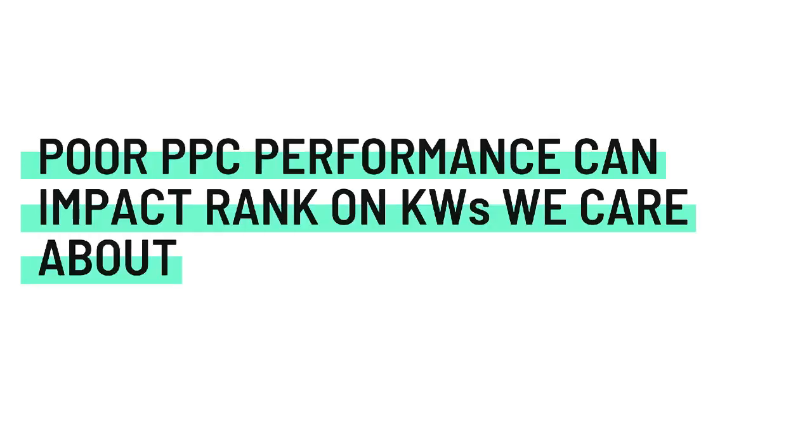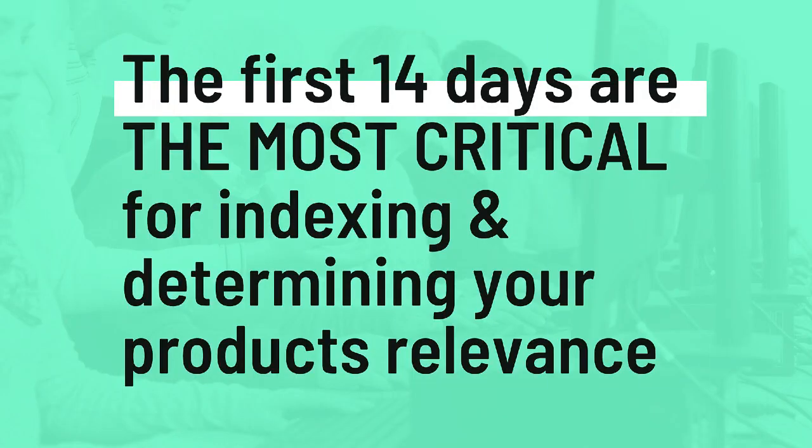And then finally, just recognize that poor pay-per-click performance can impact rank on keywords we care about. Again, if you have poor conversion, if you have poor click-through rate, if you're sending signals that show Amazon that this product may not be relevant for this search term and for this customer, that could punitively impact our ability to scale up that organic rank during the honeymoon period. So again, this is why we don't need to worry about certain words at this stage, and/or we need to closely monitor bids and performance such that we're not serving pay-per-click on keywords that are sending the improper signals to Amazon during the launch phase. So really, it's these first 14 days in particular for these initial pay-per-click campaigns that are the most critical for indexing and determining your product's relevance.